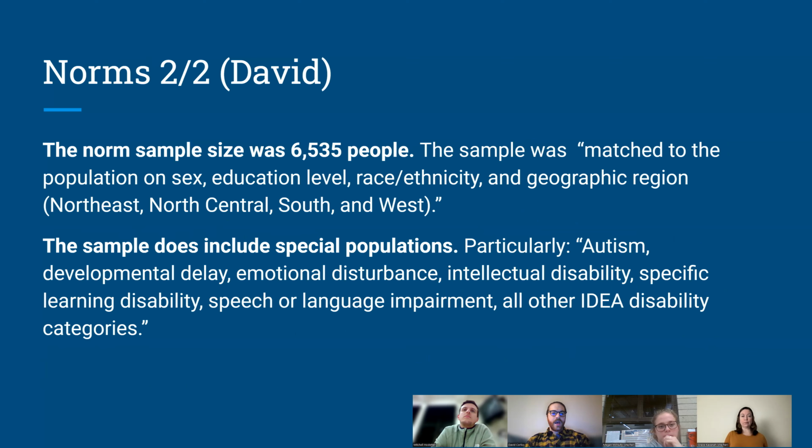I did. So the sample size for the norm was 6,535 people, and it's designed based around sex, education level, race and ethnicity, and geographic region, with those regions being the Northeast, North Central, South, and West. And it does include special populations, mostly those that are IDEA qualifying categories: autism, developmental delay, emotional disturbance, intellectual disabilities, SLD, speech and language impairments, and then any other qualifying category.